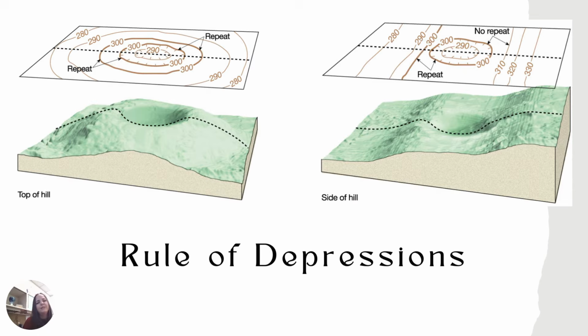All right, rules of depressions. To tell whether a depression is on the top of a hill or the side of a hill depends on what the contours are doing. If the contours are making concentric circles and you have repeating contour elevations, so this one on the left here has 300 and then 300, and then it goes to something else, which actually is going down, so it's going downhill, that indicates that it's at the top of a hill. If there is only one repeat on one side and no repeat on the other side of the depression, then that means that it's on the side of the hill.